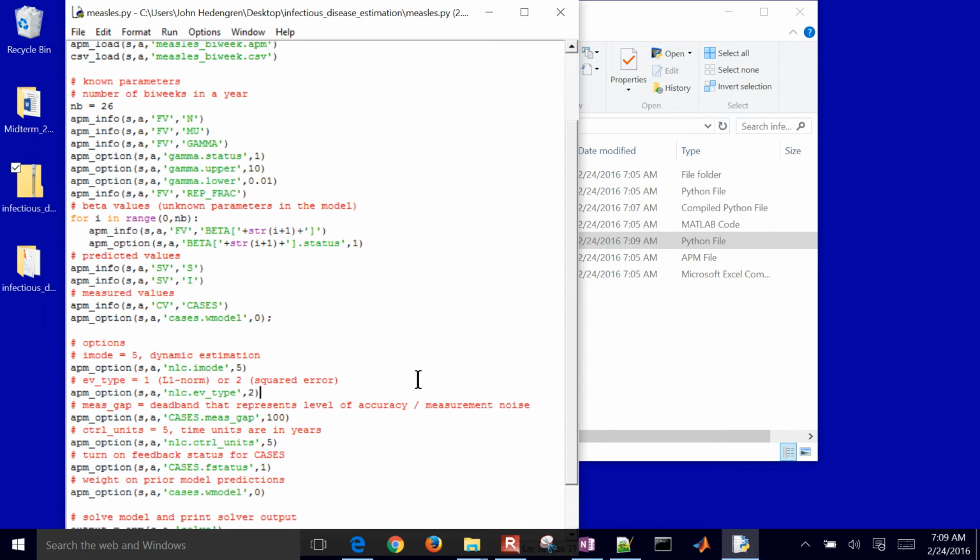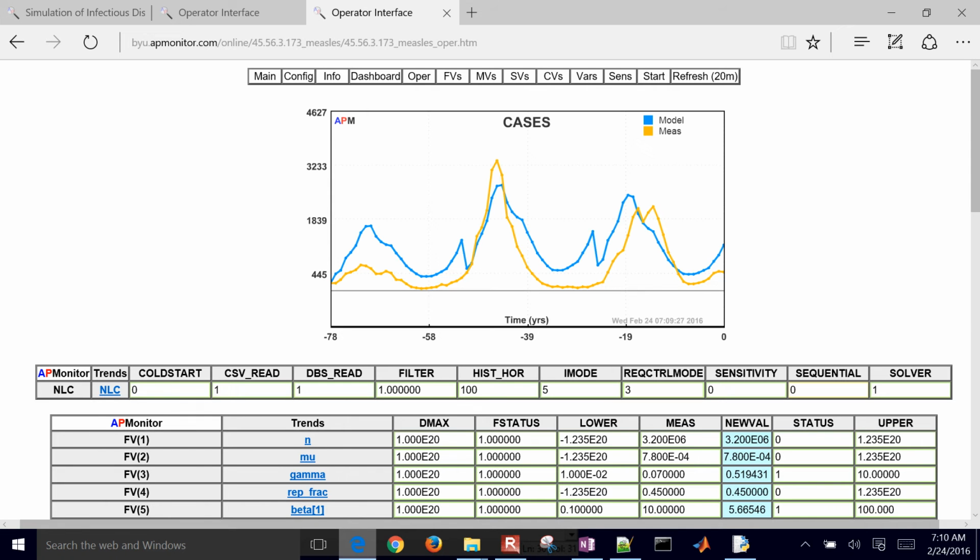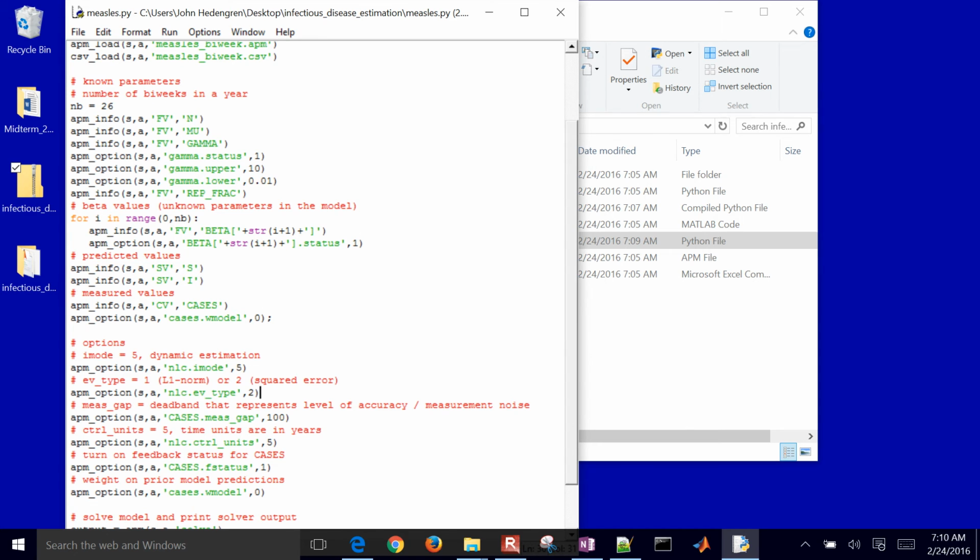We're going to change that to an L1 norm as well, but let's go back and just see how well we fit on the cases there. Okay, so here are the number of cases that were reported, and there you can see the estimation of this parameter, with the new gamma value that's there. Okay, so this is how well it fit with the squared error objective. Okay, so let's change one other thing here. Let's also change the EV type. This is our estimated variable type, and we're going to change it to an L1 norm.